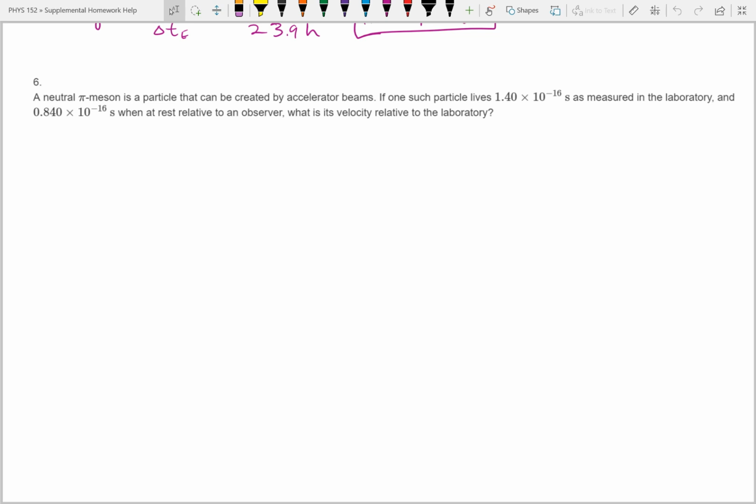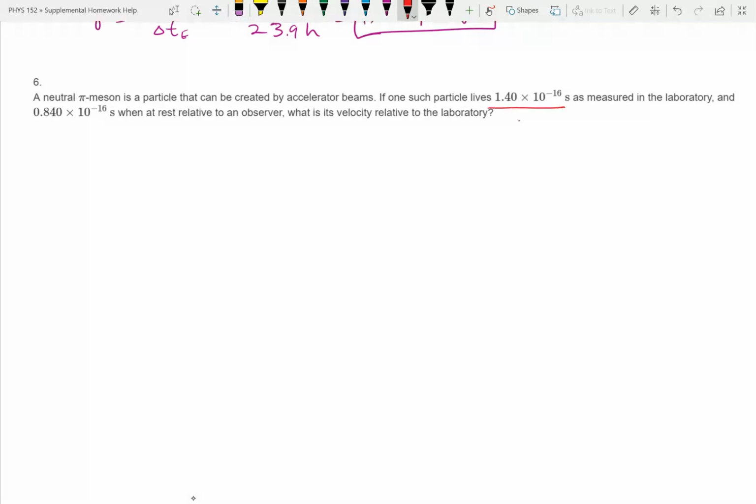New problem. A neutral pi meson. Mesons we'll learn about. Well, we're supposed to learn about it in the last lecture, so we may or may not. Are measured in the laboratory with a lifetime of delta t laboratory equal to 1.40 times 10 to the minus 16 seconds.